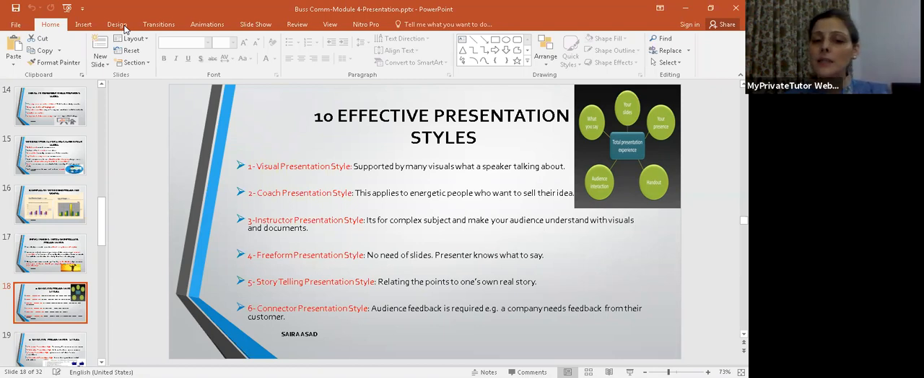Then the storytelling presentation style is known for relating your experiences, by making them related to your personal story or anybody's story. That's also impressive.